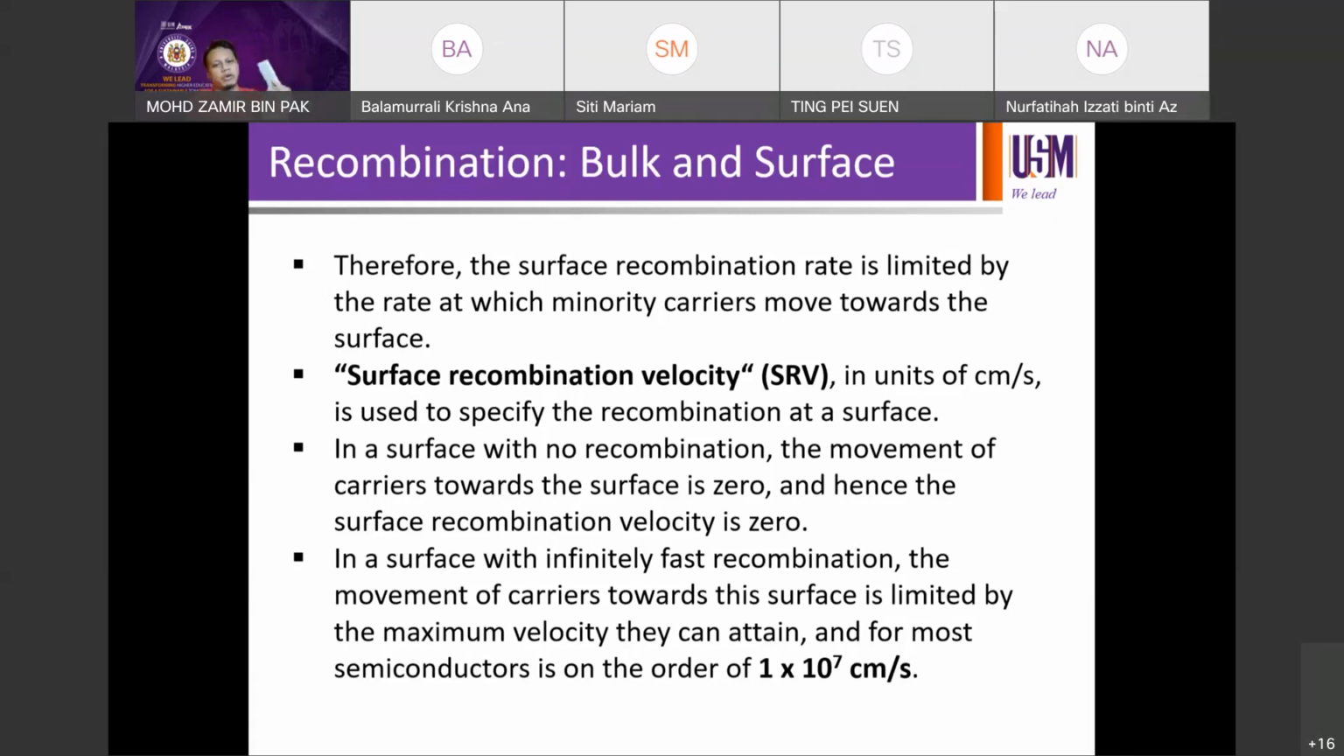In a surface with no recombination, the movement of carriers towards the surface is zero, hence the surface recombination velocity is zero. If you assume there's no surface recombination at all, then you should expect your SRV to be very, very low, which is zero.